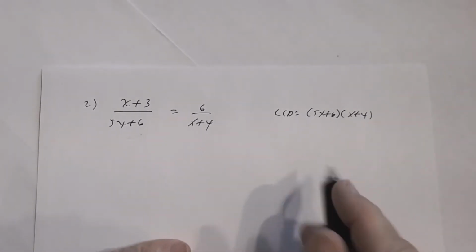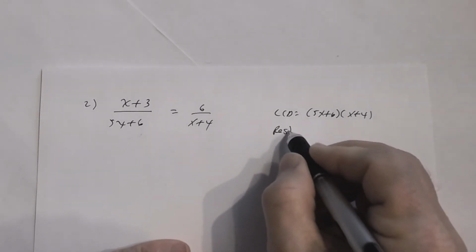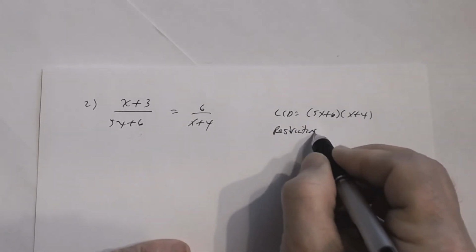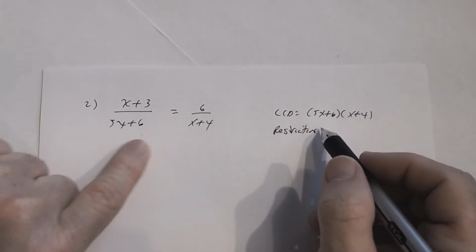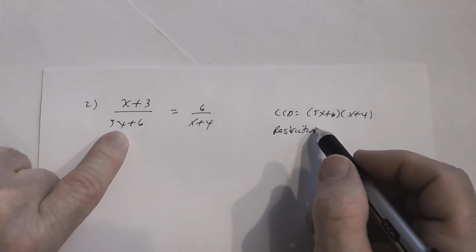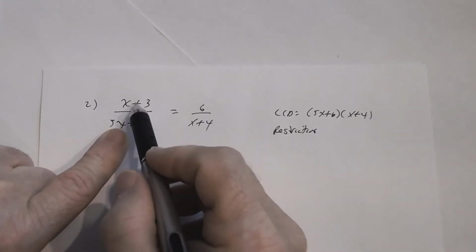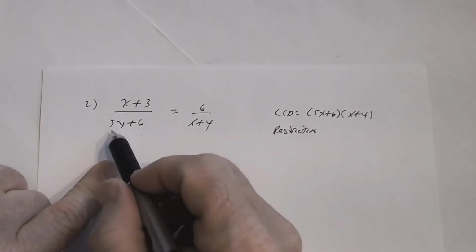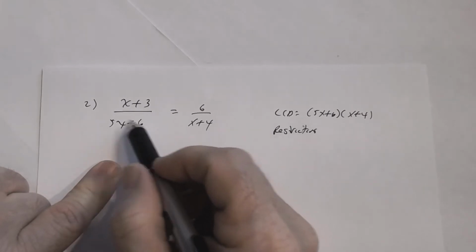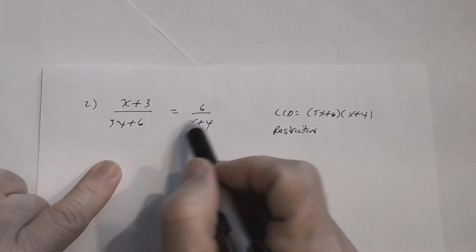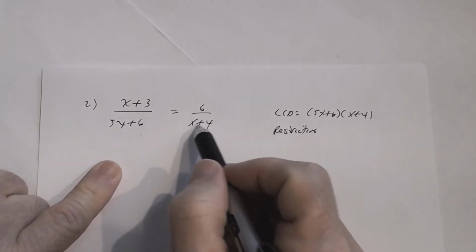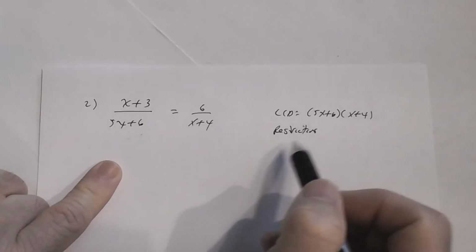Okay? Now we got to find the restrictions. Okay, restrictions. So you set each factor equal to 0. So find out what value of x makes this denominator 0. It doesn't matter what the numerator is, it's the denominator. Because remember, you can't divide by 0. It makes it undefined. Over here, that's easy. So what value of x makes this 0? Well, negative 4, because negative 4 plus 4 is 0. So negative 4 will be one of your restrictions.